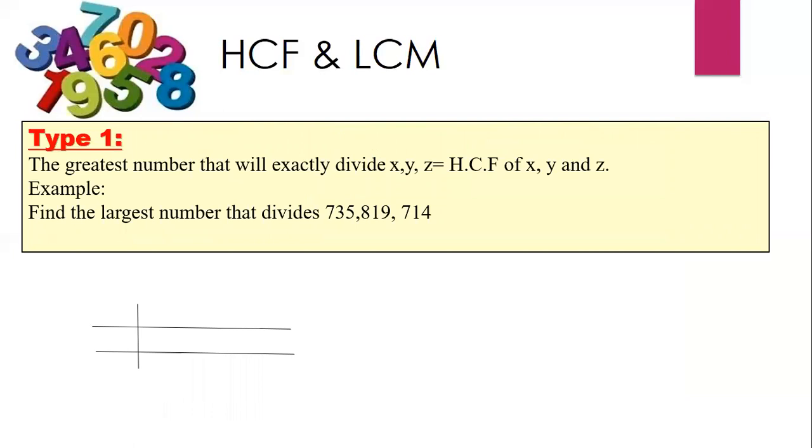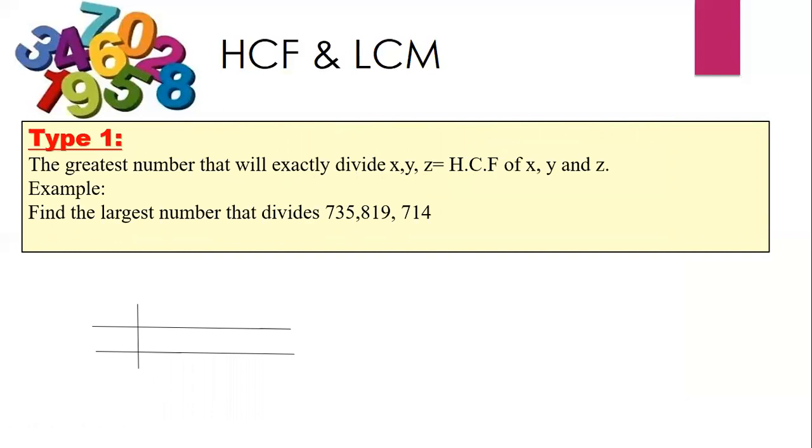The greatest number that will exactly divide x, y and z. So this indirectly means find the HCF of x, y and z. Whenever we get a keyword, the highest number that divides x, y, z or that exactly divides x, y, z, that means the concept is HCF.